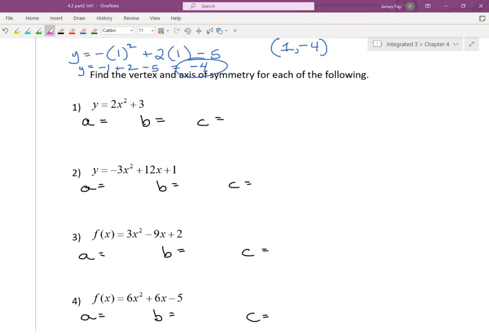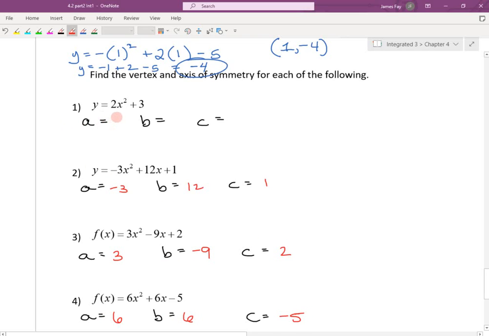All right, so let's start at number 2 here. What is A for number 2? -3. What's B? 12. And C? 1. What is it for number 3? 3, -9, 2, 6, -5. And then 6, 6. First one though. Why is the first one hard?